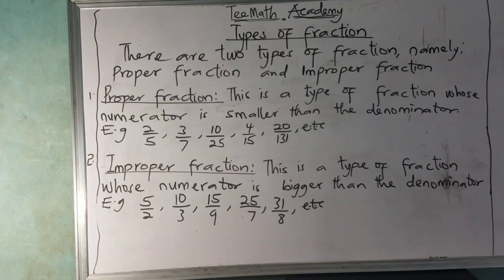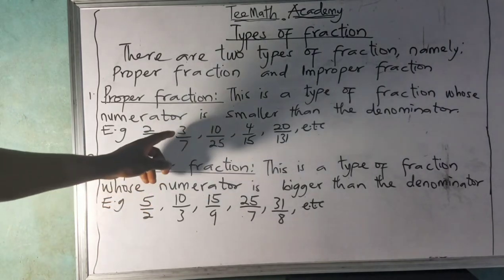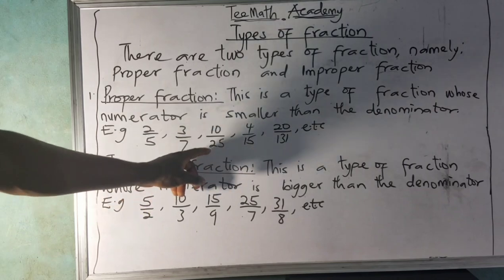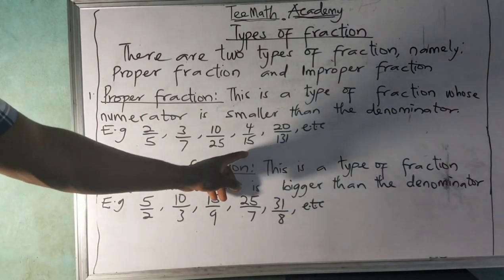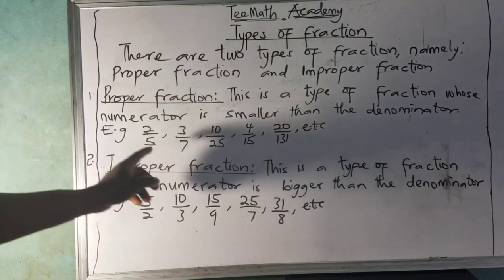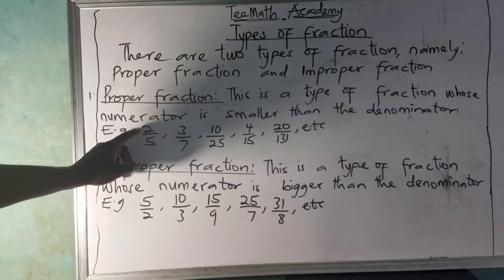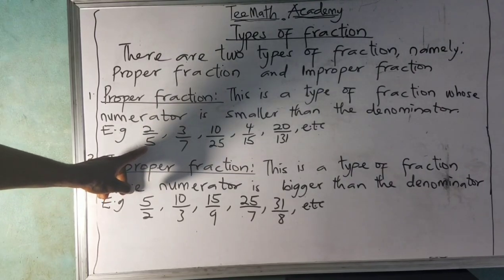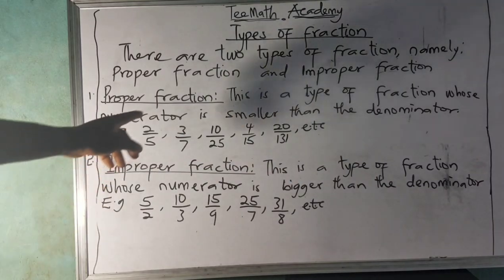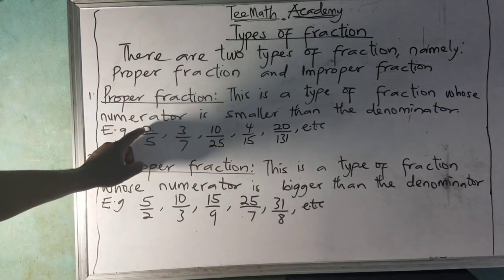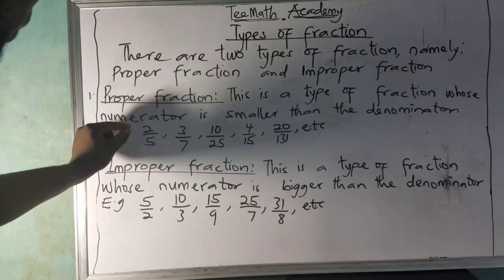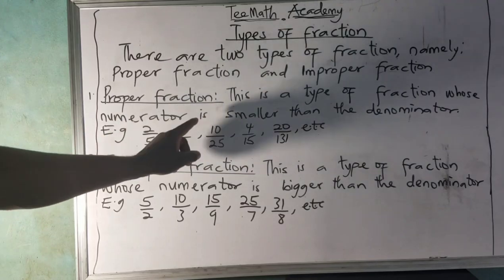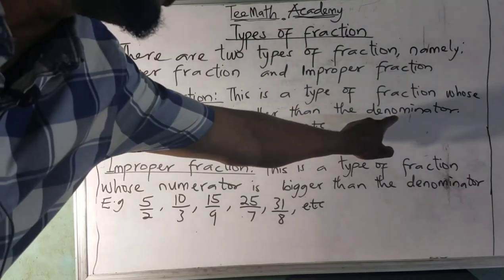For example, we have 2 over 5, 3 over 7, 10 over 25, 4 over 15, 20 over 131. In 2 over 5, the numerator, which is 2, is smaller than 5, which is the denominator. So that is why we say it is a type of fraction whose numerator is smaller than the denominator.